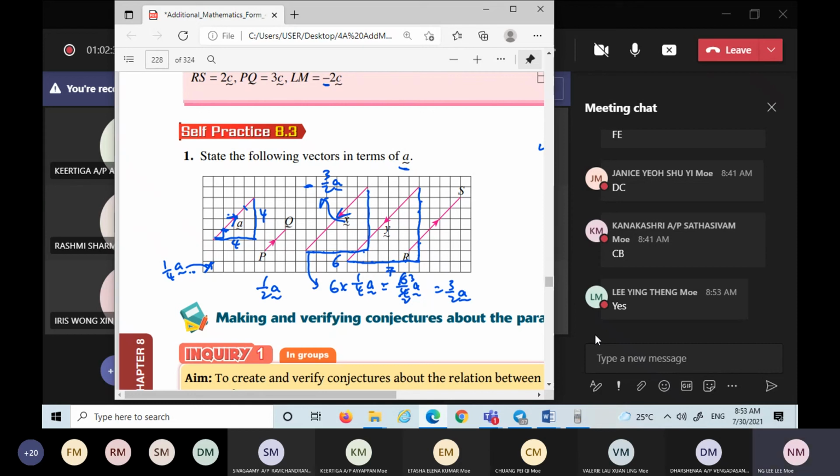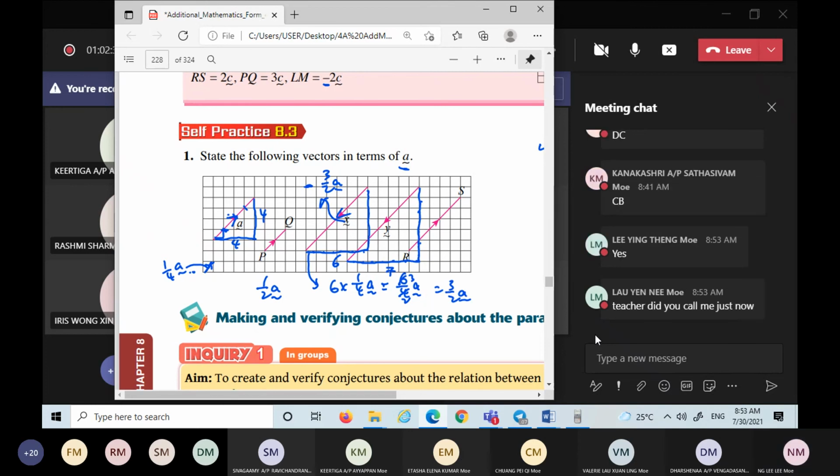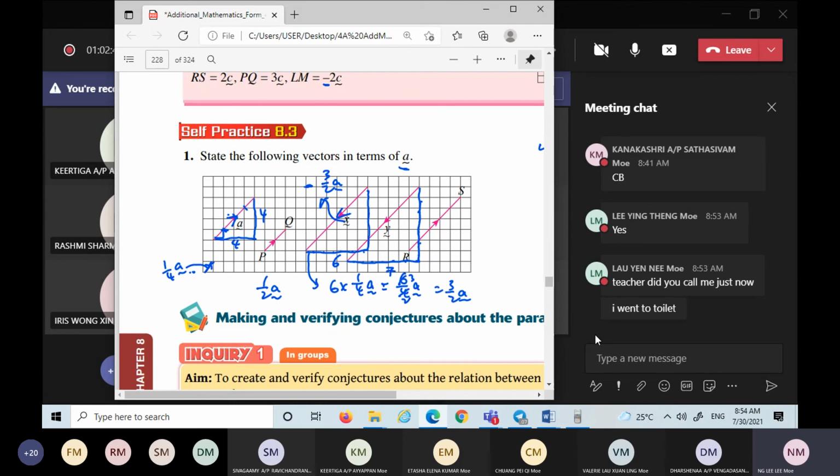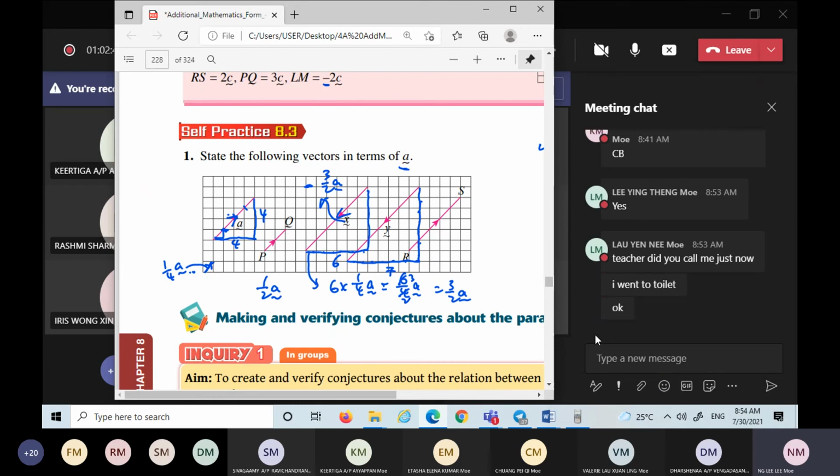And then Ziwei, get ready to do RS. Yenny, never mind, I call you next round. But this one you see, because these are quite special. Yin Ting, you do y. Ziwei, you do RS.